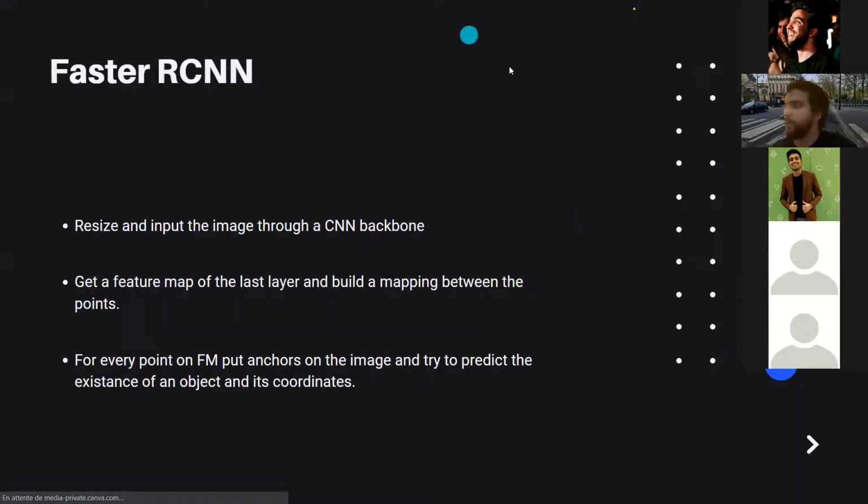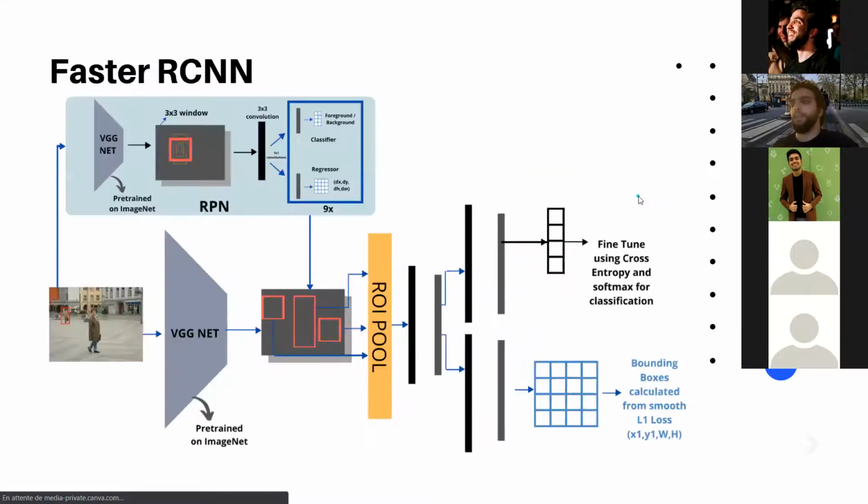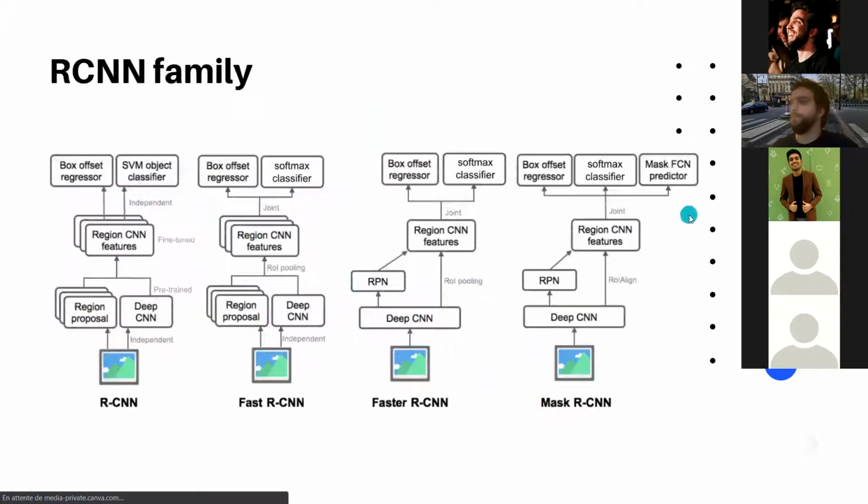Let me just clean it up. Done. So this is the faster RCNN. It's just RPN plus fast RCNN.